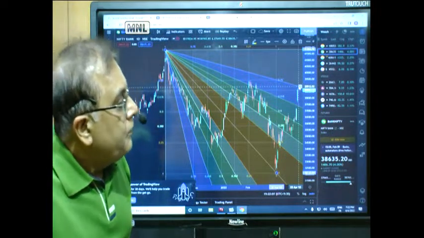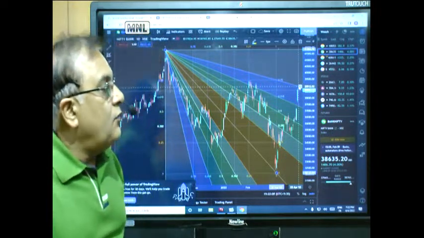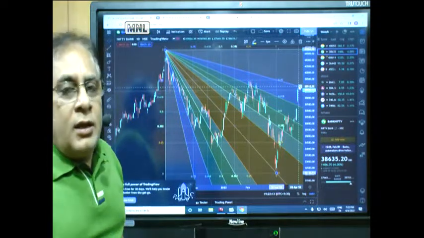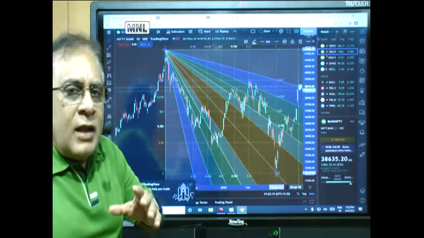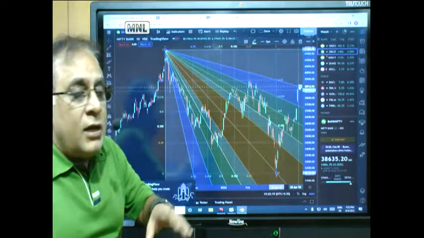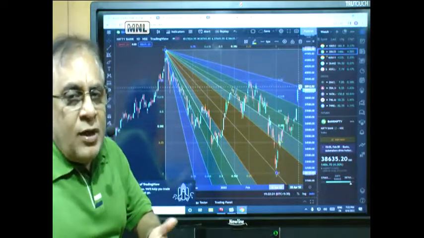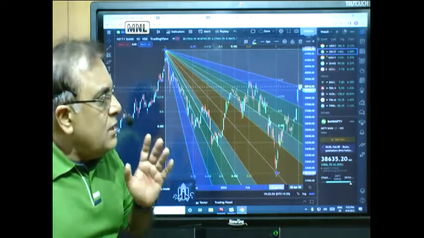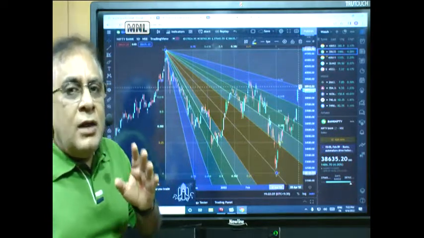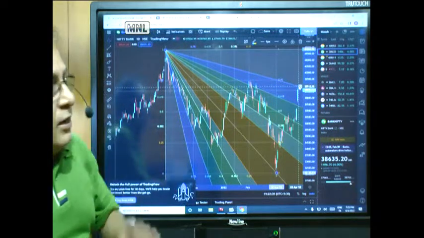So 38,910, 915 can be a place where Bank Nifty can have a hesitation. It doesn't mean that it cannot break, because if the trend change has to happen, it will break. But what I'm saying is that that particular place can have some sort of hesitation for Bank Nifty, and it can pull itself a little lower. That possibility is there.